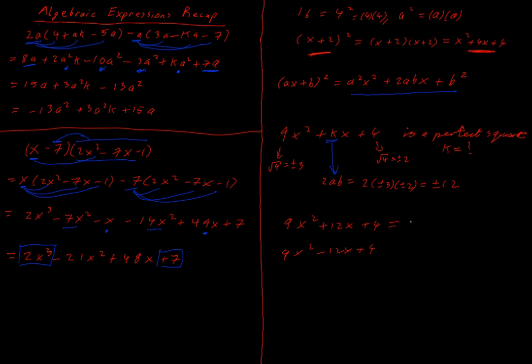This would factorize to 3x plus 2 to be squared, and this would factorize to 3x minus 2 to be squared. Let's double check that our pattern holds. Square the first, that checks out. First by the second gives us 6x, and double it is 12x, and square the second, 2 squared is 4, and likewise with my second term.